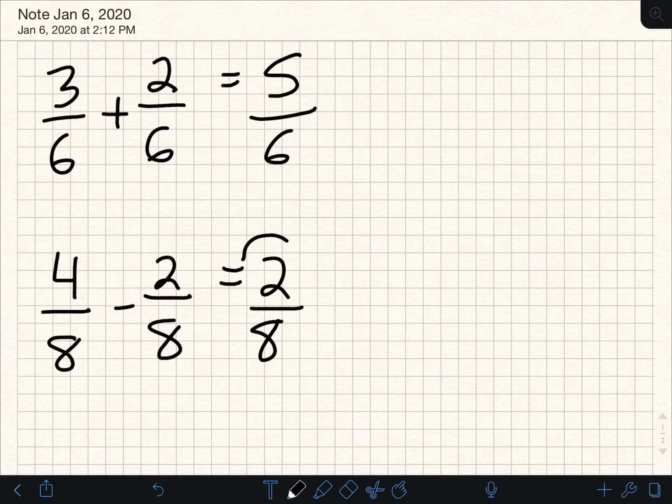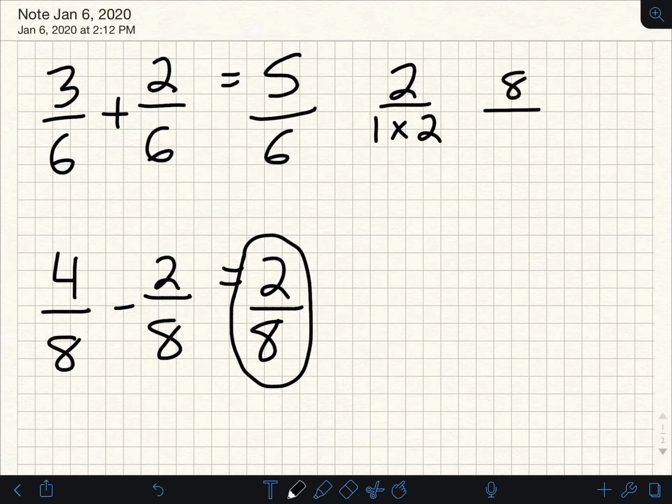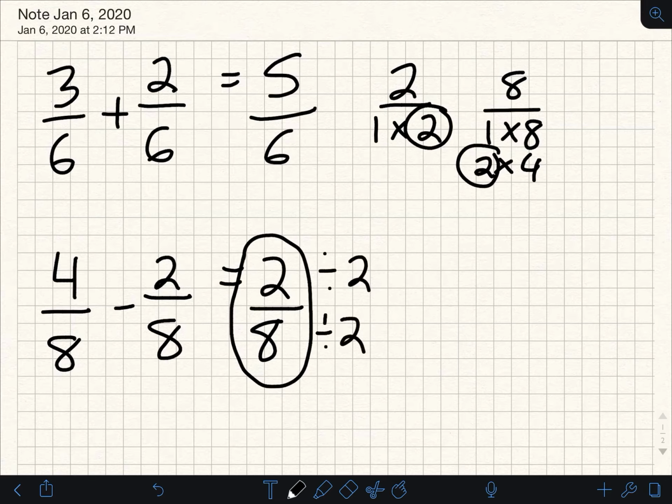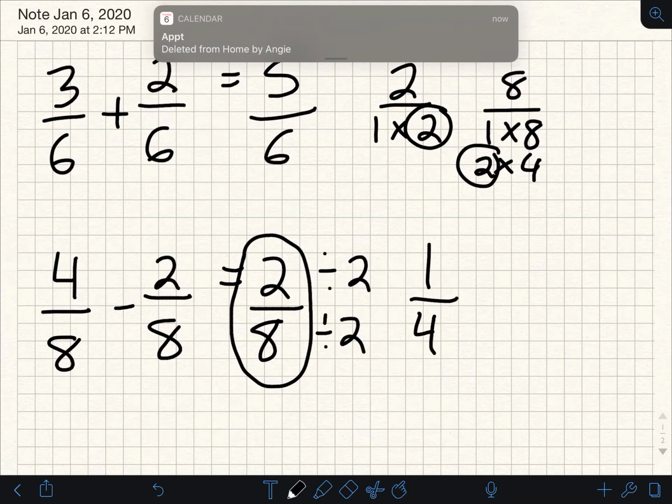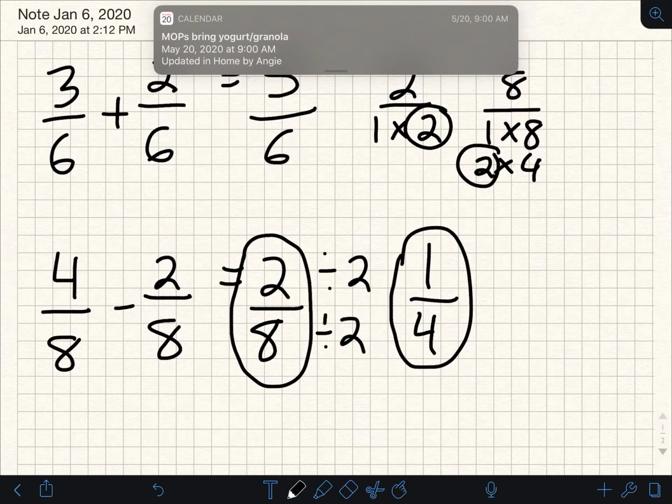Now the problem with this answer is it's not simplified. So this is where we use things from the last chapter. We have to find the factors of 2 and the factors of 8. So our factors for 2 are 1 and 2. That's it. And for 8 we have 1 times 8 and 2 times 4, and that's it for 8. So the biggest number we have in both of these, our greatest common factor, is 2. So we can divide 2 divided by 2 and 8 divided by 2 to get 1/4.